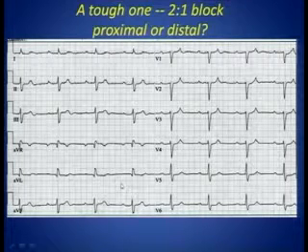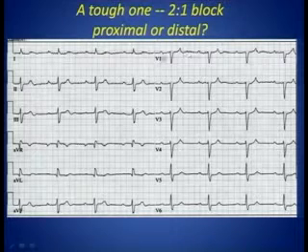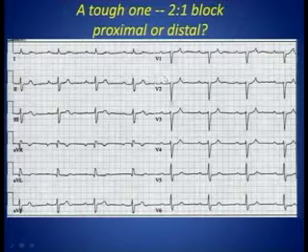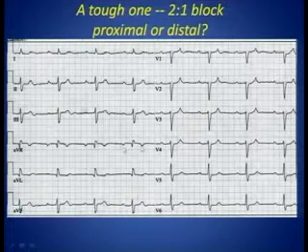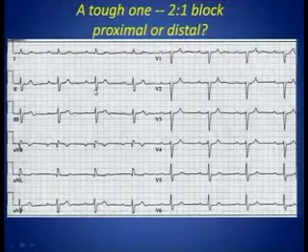So here I see 2 to 1 conduction, 2 to 1 block. P wave. There's the second P wave. You can see it in the T wave here. 2 to 1 block. The QRS is wide-ish, but look, this PR interval of the conducted beat is very long.